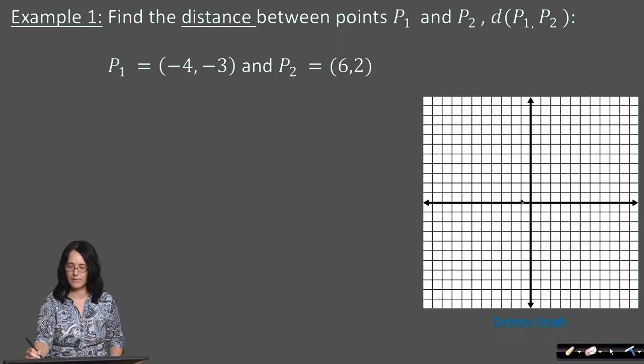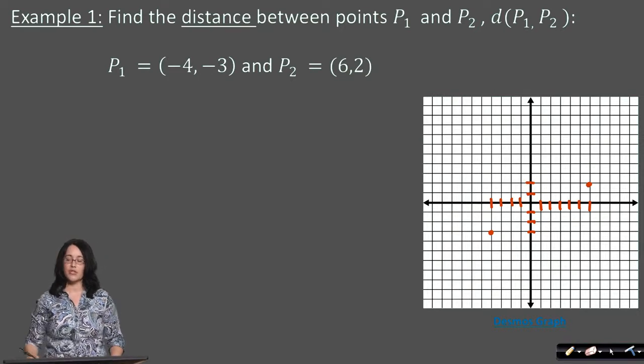Point 1 would be -4. Let me grab my pen here. 1, 2, 3, 4, and down 3. 1, 2, 3. There's point P1. On the other hand, point P2 is 6 units right. 1, 2, 3, 4, 5, 6, but 2 units up. 1, 2, there he is. So the question is, how far apart are those 2 points? What is the distance between them?